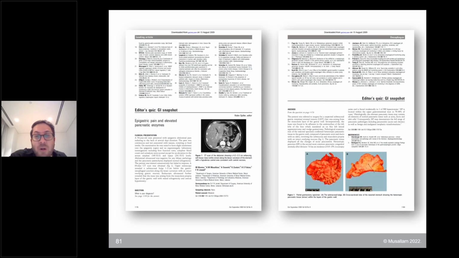This is another example of the quiz part, again published in a very high top tier journal, Gut, one of the number one journals in GI. Again, a very puzzling case for us as clinicians. Again, in my medical school years, where no one understood what they were looking at on a CT scan.